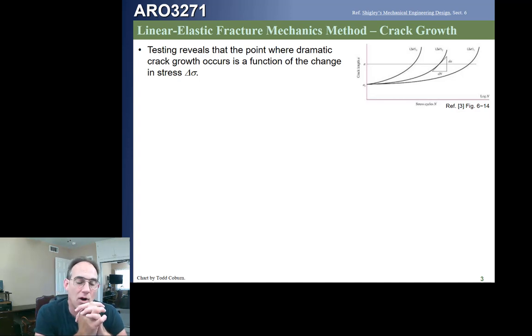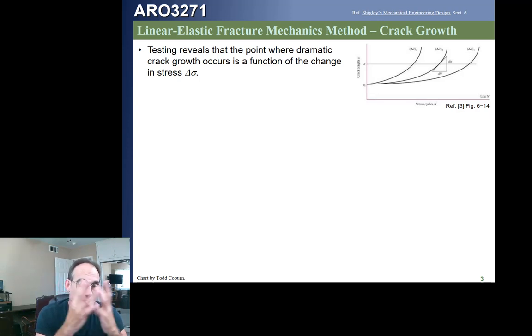If we take a part and the delta stress level, or the max minus the minimum stress, is of a certain magnitude, we get a figure like the first curve shown. And if we put more change in stress, maybe we increase the max or we decrease the minimum, we get a curve like the second one. And if there's an even larger change, we get a curve like the third.